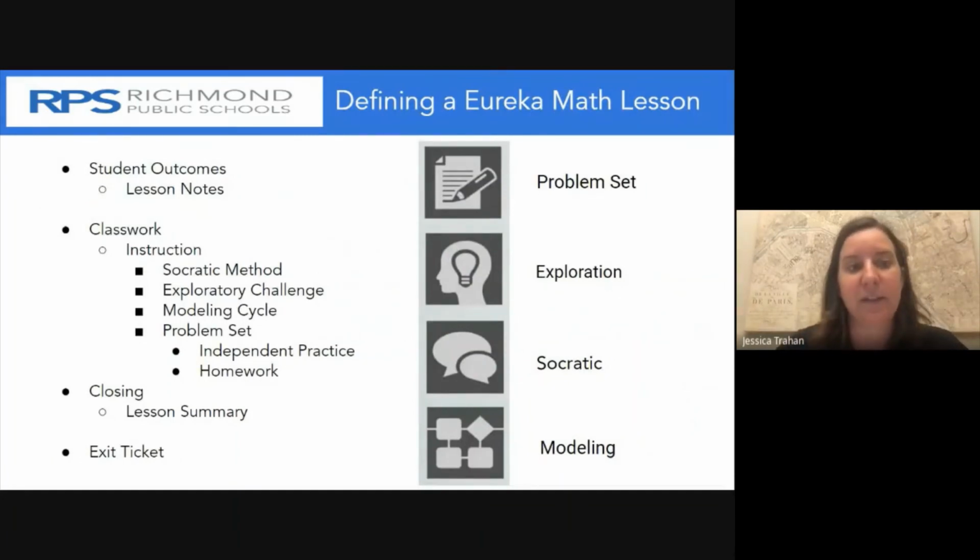So looking at this Eureka Math lesson, I know I touched on this for just a moment, but on the right-hand side, you'll see those 4 lesson description types. Within each lesson, you will see the student outcome with lesson notes as your opening piece. Really important for us to have an understanding of how to teach the lesson. We need to know what the outcomes should be at the end. So we always start with student outcomes in grades 6, 7, 8. Then we move into classwork. This could be the Socratic, exploratory, modeling, or problem set. Closing, conversation, discussion, and then exit ticket.